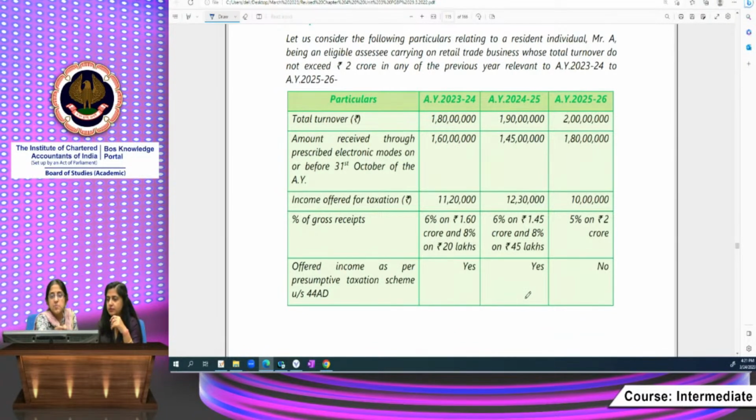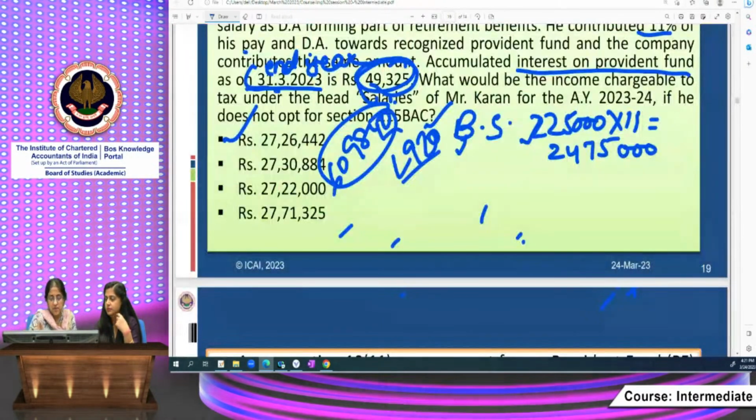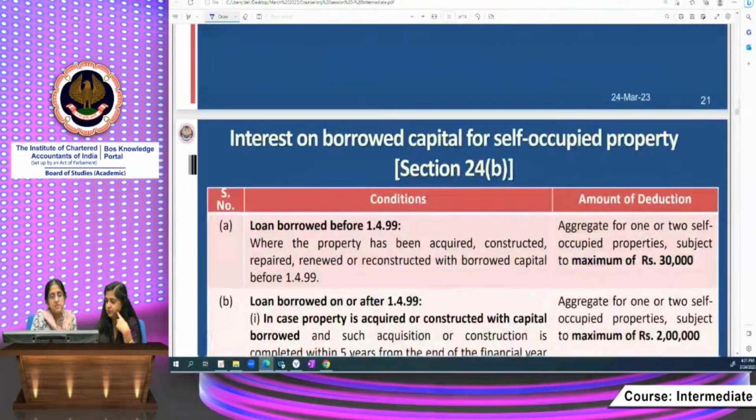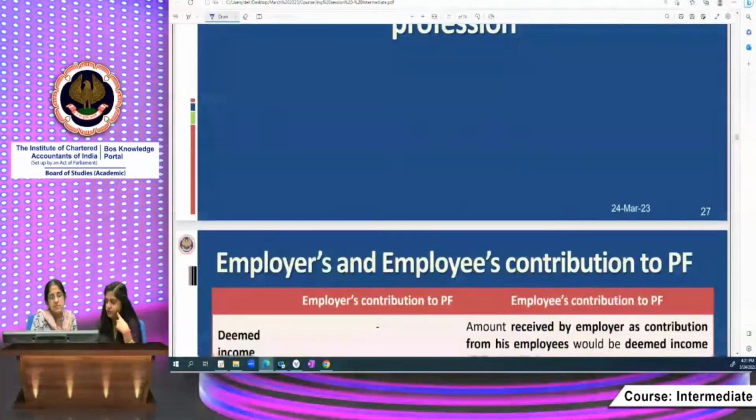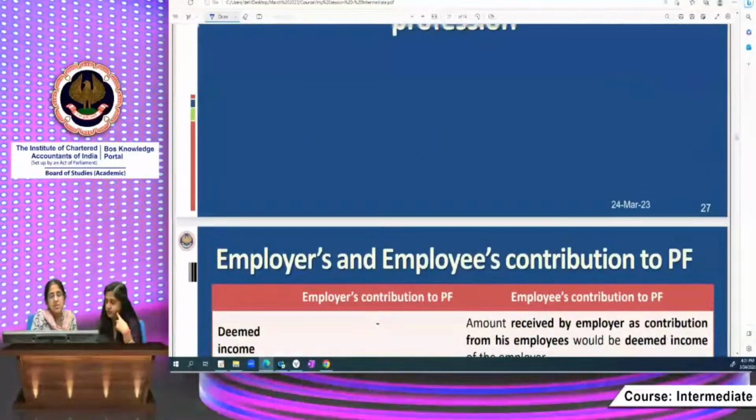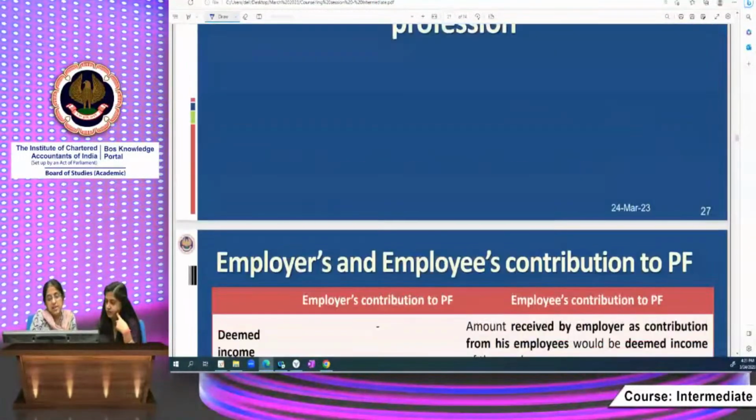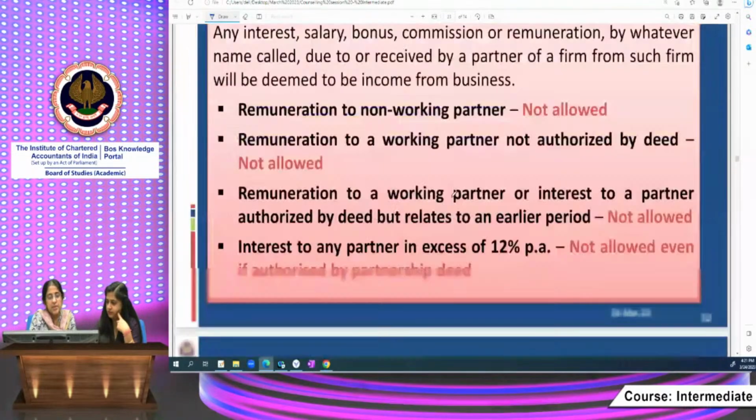3 things. One second. These things are all I have told you now. This one also I have to tell, but I'll take it up after that, 44ADA, now that we've started that.